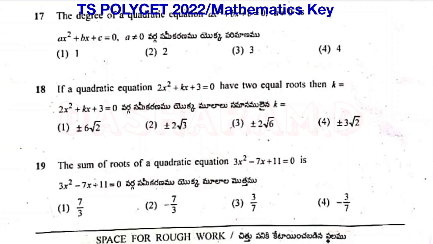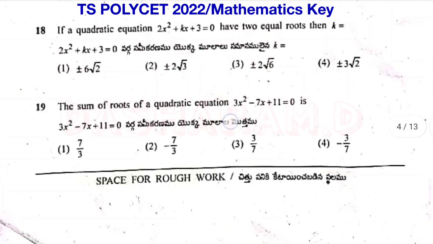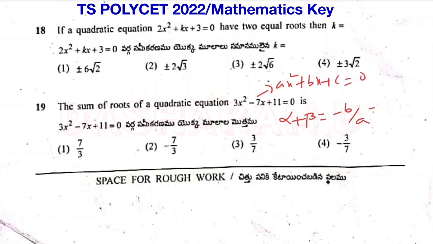Next to 19th question, the sum of the roots of a quadratic equation. Sum of the roots, that means alpha plus beta, its formula is minus b by a. So compare with ax square plus bx plus c equals 0, then b value is 7, but in the formula minus is there, so b value minus 7, so then minus of minus 7 divided by a value is 3, so 7 by 3 is the answer.